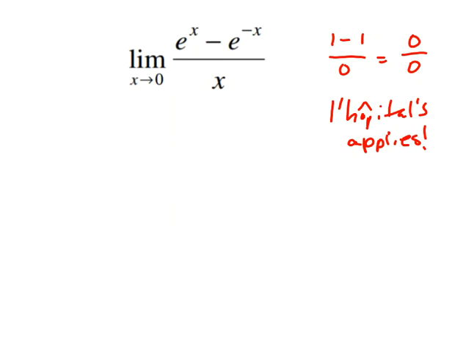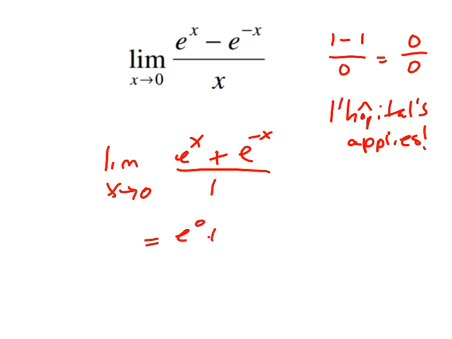So I'm going to take the derivative. Derivative of e to the x is e to the x. The derivative of e to the negative x will be negative e to the negative x. This changes to a plus sign between them. Derivative of x is 1. I can do a direct substitution now. I get e to the 0 plus e to the 0, which is 1 plus 1 is 2. Okay.